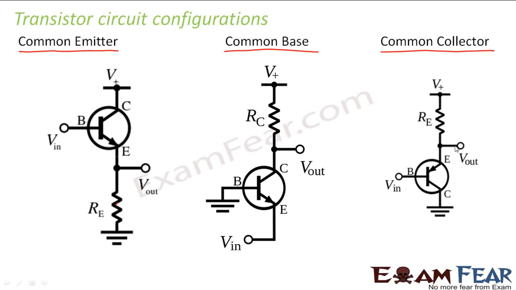In the third one, collector is the common one. So here if you see, collector is grounded, right? So base collector circuit forms the input circuit and emitter collector circuit forms the output circuit, right? Okay, so these are the three different transistor circuit configurations. However, out of these, common emitter is the most common transistor circuit configuration. So here also, whatever we will study further, we will use common emitter configuration.